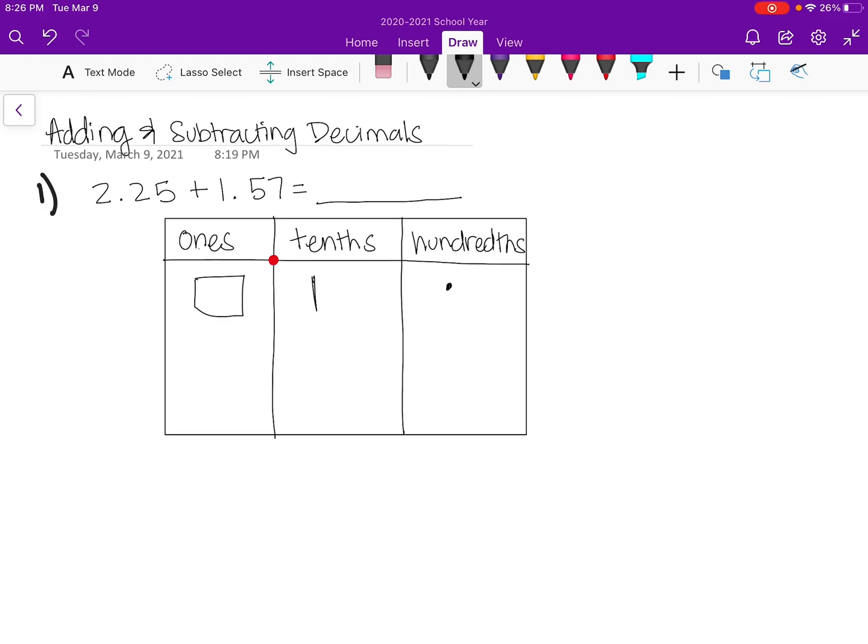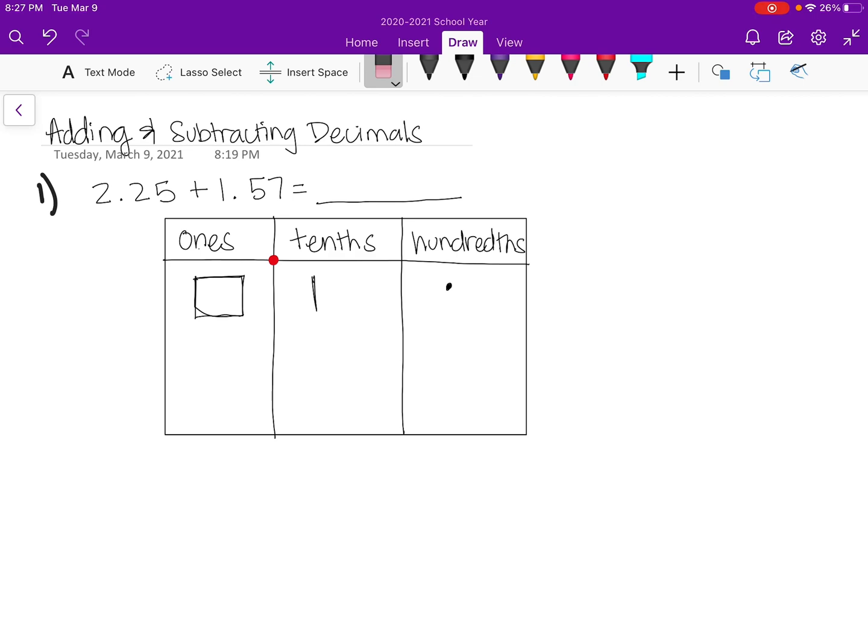This chart has the ones place, which for ones I am drawing just a block. This represents a hundreds block that many people use. It looks something like this, and that is going to be our whole.